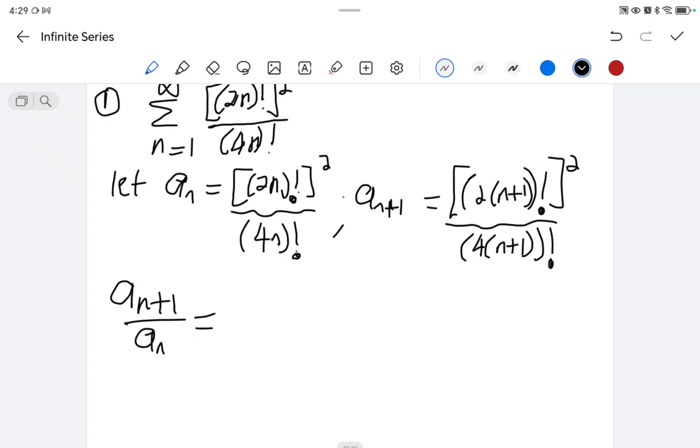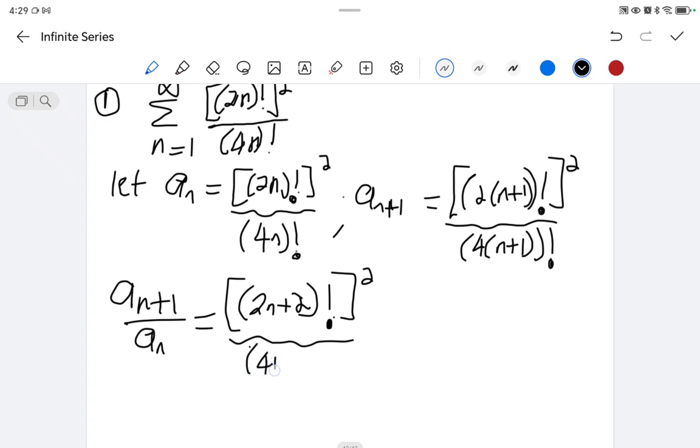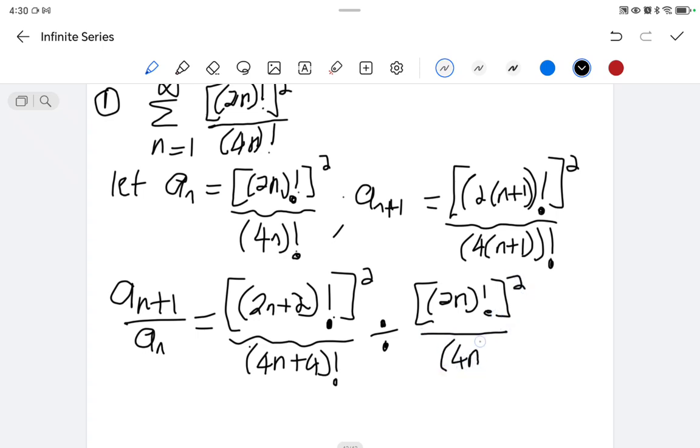So first, the numerator is going to be (2n+2)! squared, and the denominator will be (4n+4)!, and this will be divided by a of n, which is (2n)! squared all over (4n)!. I always write the division like that; it's going to save you time.